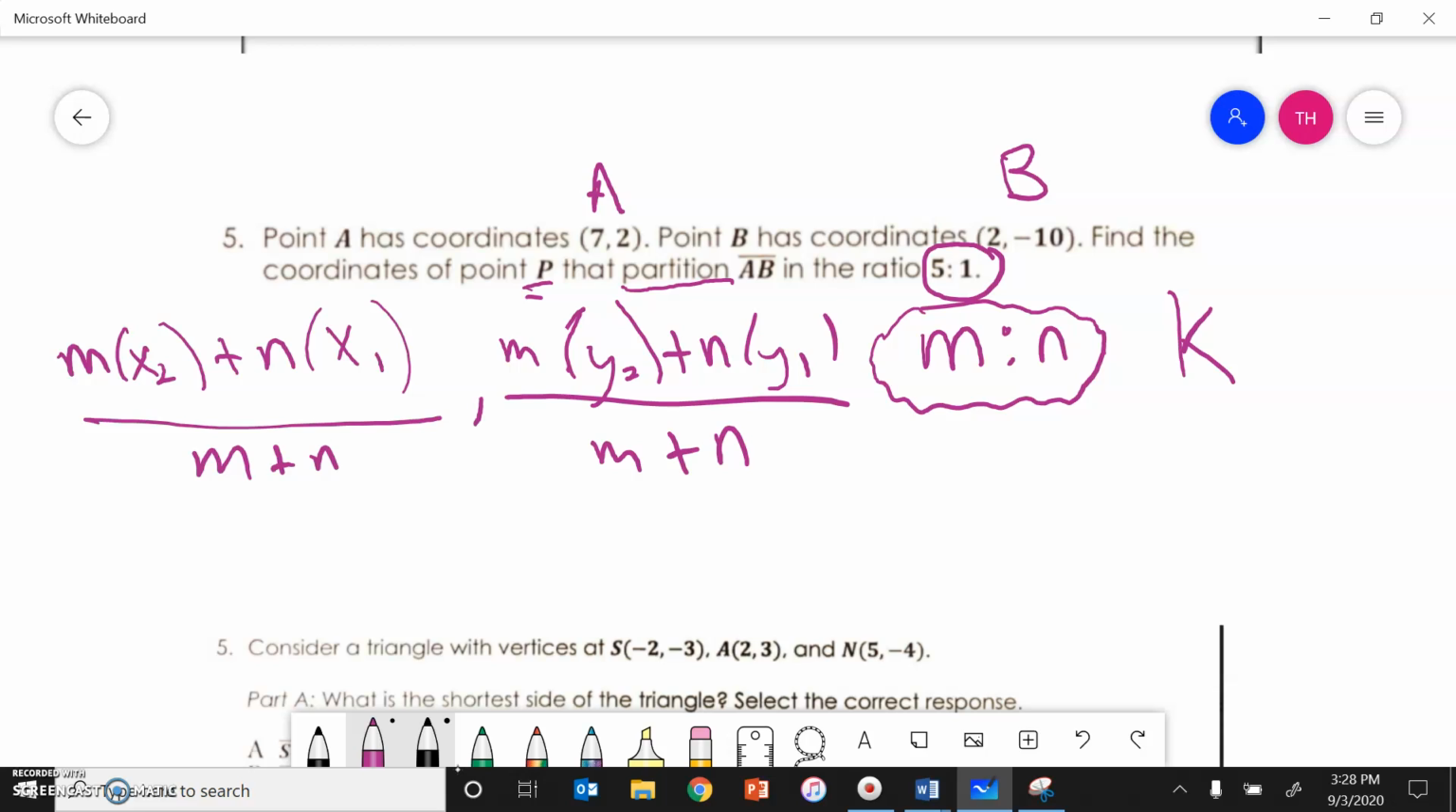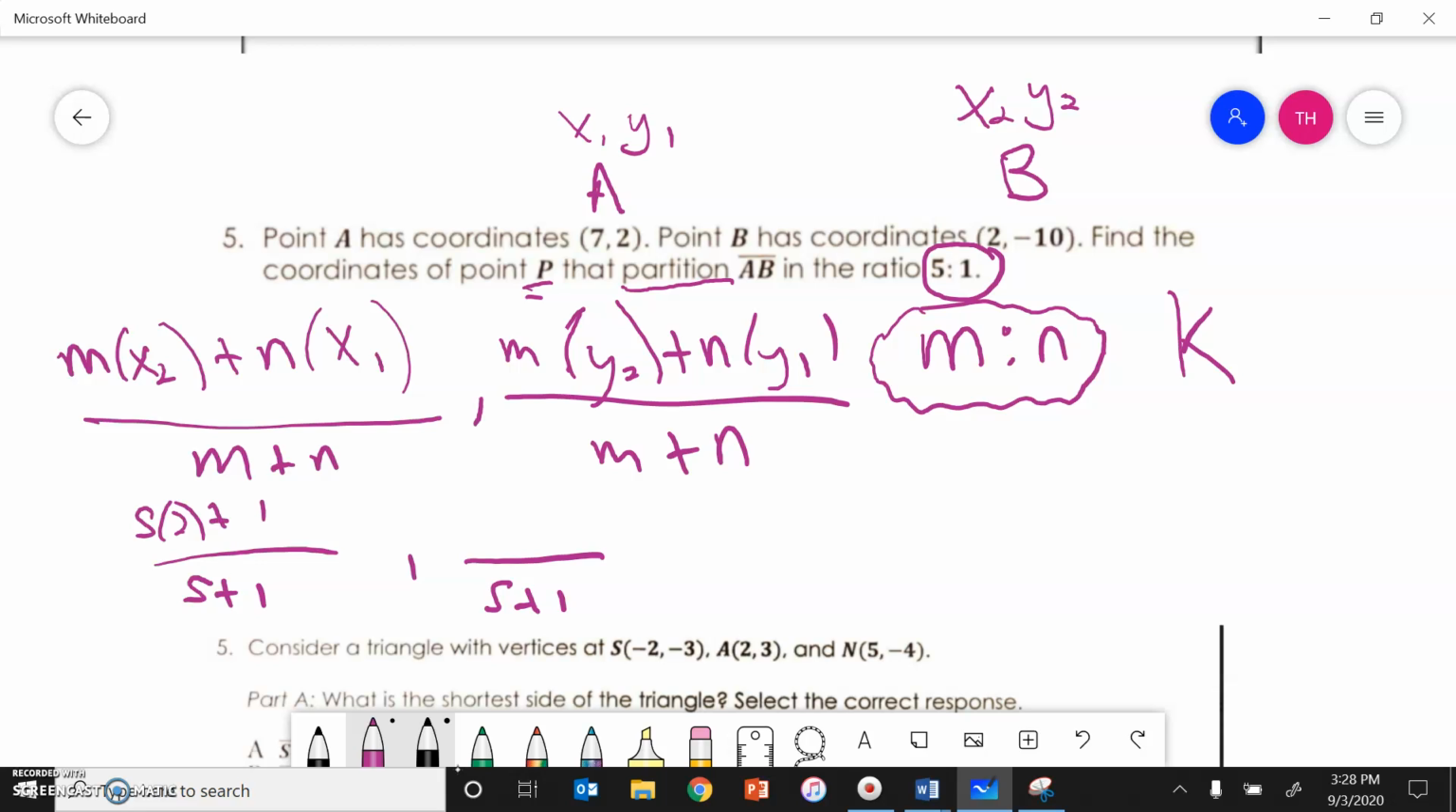Okay, so what's M and N? M and N are 5 and 1. So I would have 5 plus 1. And then here is x1, y1, x2, y2. So x2 is 2, m is 5, so I have 5 times 2 plus 1 times 7, which is my x1. And then I have 5 times -10 plus 1 times 2.